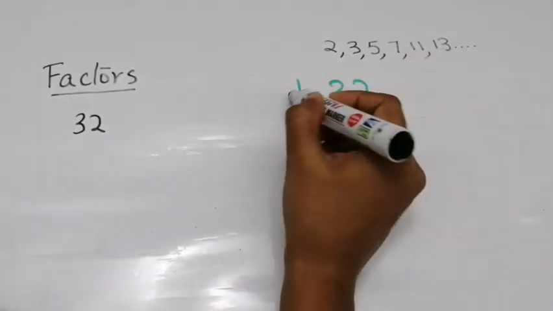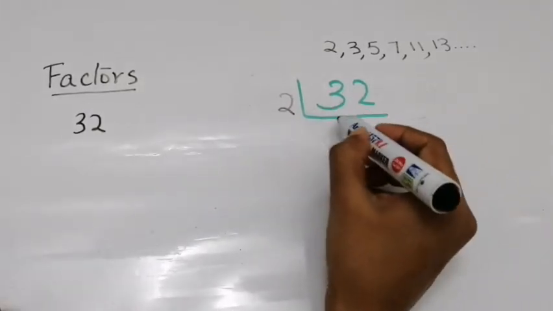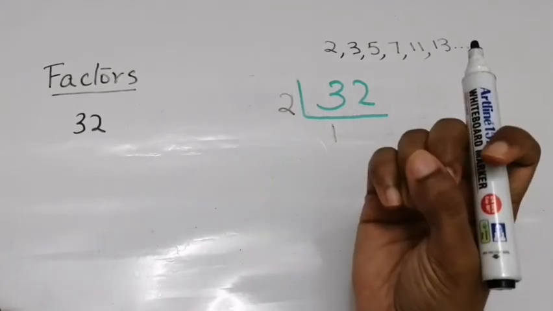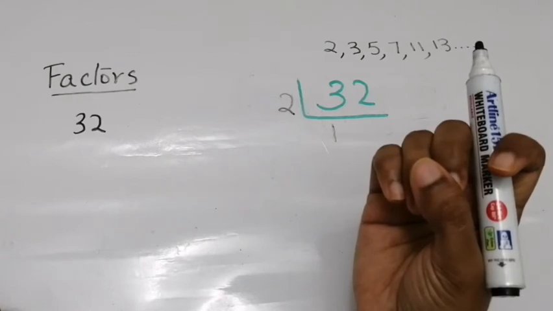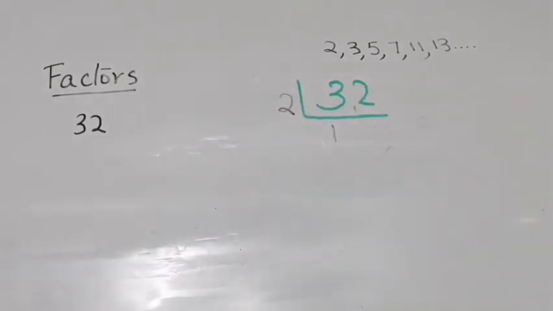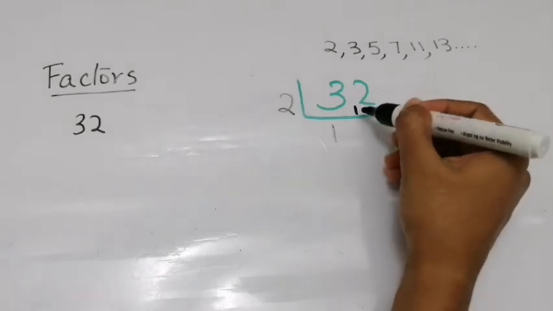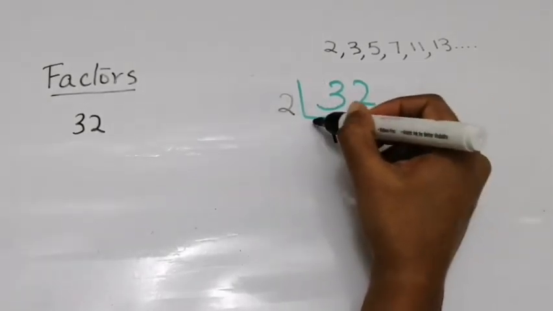So this 32 will go in two's table. 2 into how much is 3? 2 ones are 2. What is the remainder? 1 remainder. That small one I am writing simply here. Can you see the small one? Now read this number as 12. 2 into how much is 12? 2 sixes are 12.